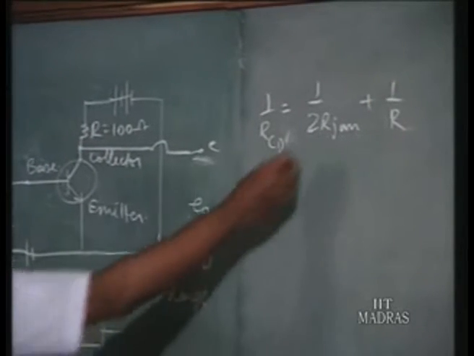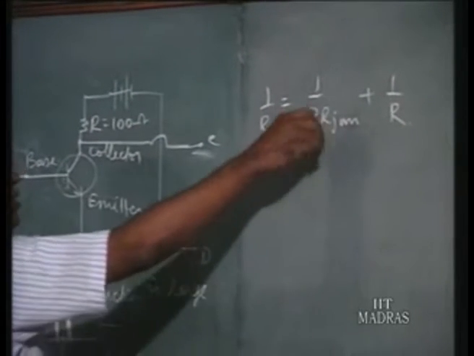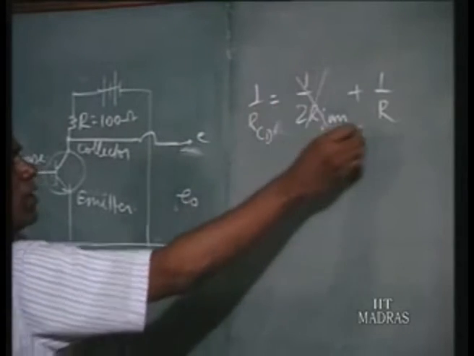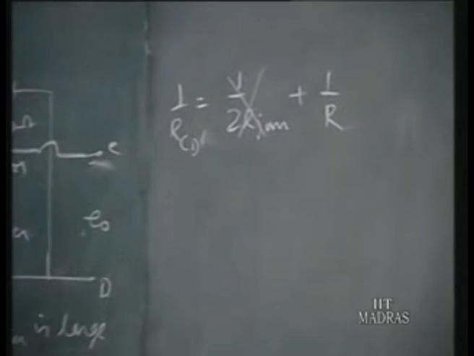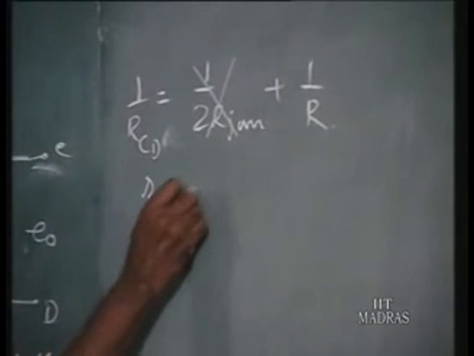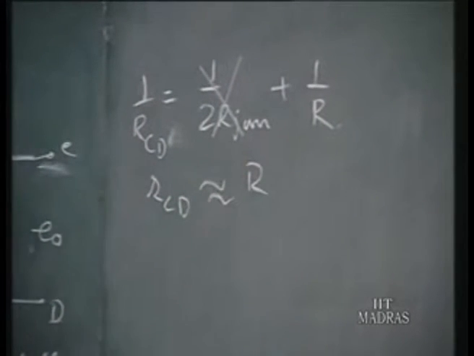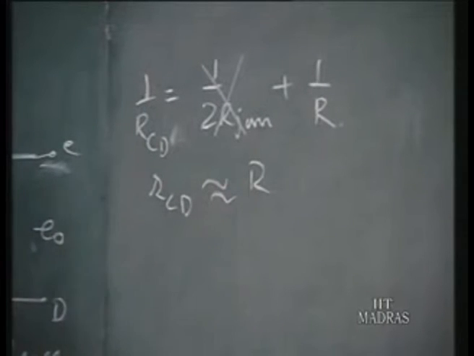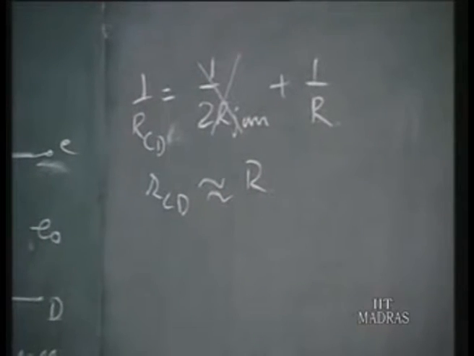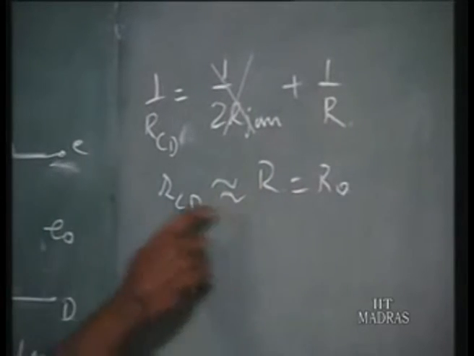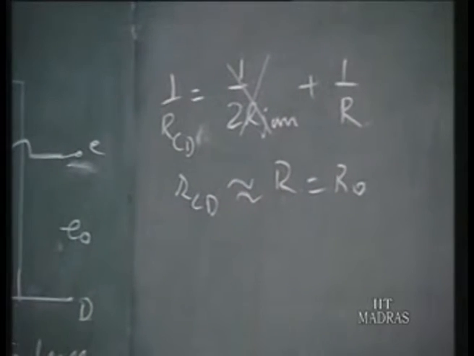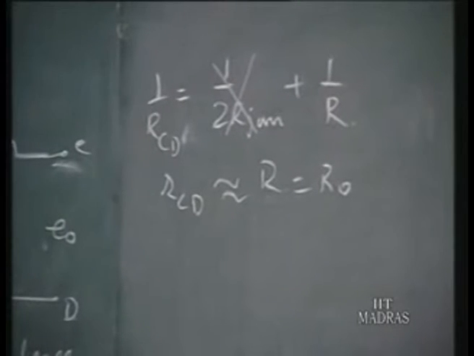Now when this value, twice R junction, is very large, it will be too small compared to 1 by R, because R is a small value and 1 by R will be a larger one. So you will find RCD is approximately equal to R. Now R is of the order of 100 ohm, for example. So RCD is equal to RO. Output resistance is a smaller one, whereas RI is a larger one made up of junction resistance.